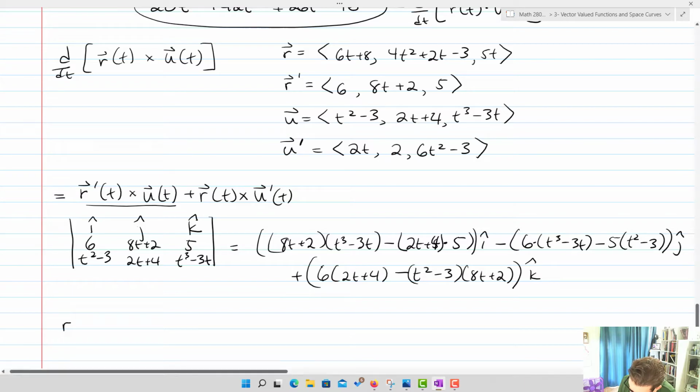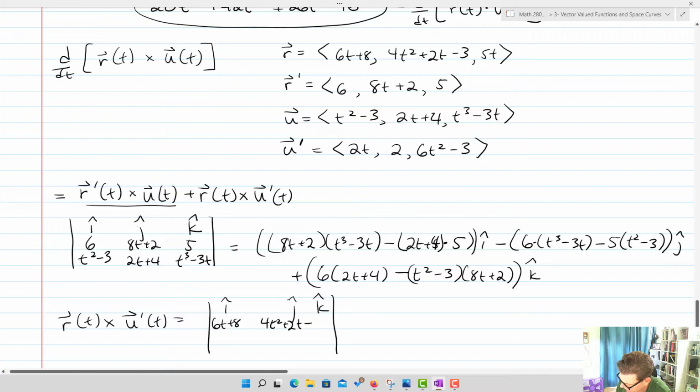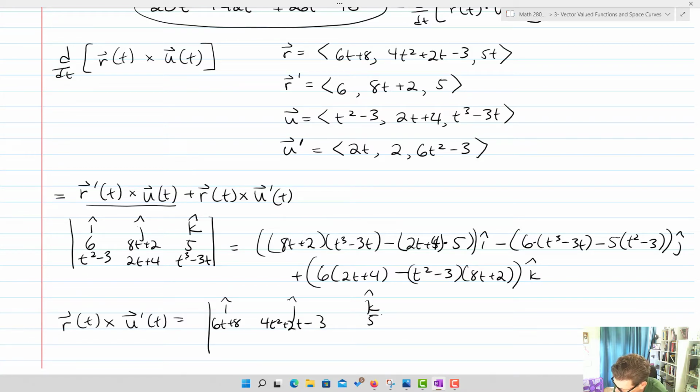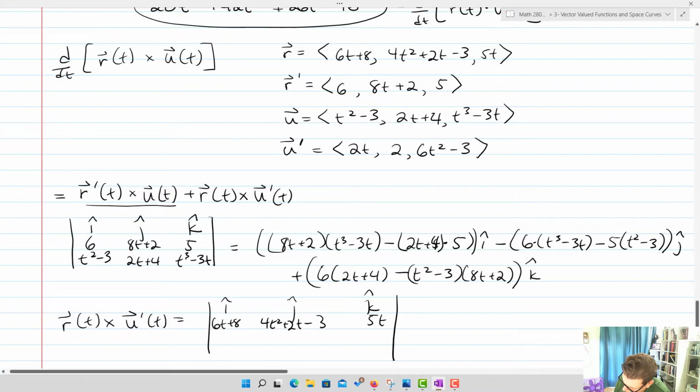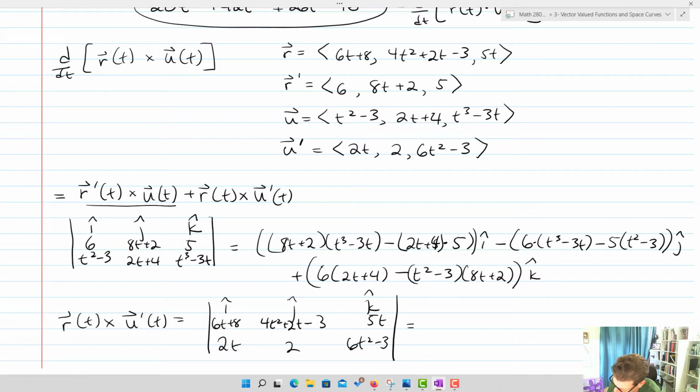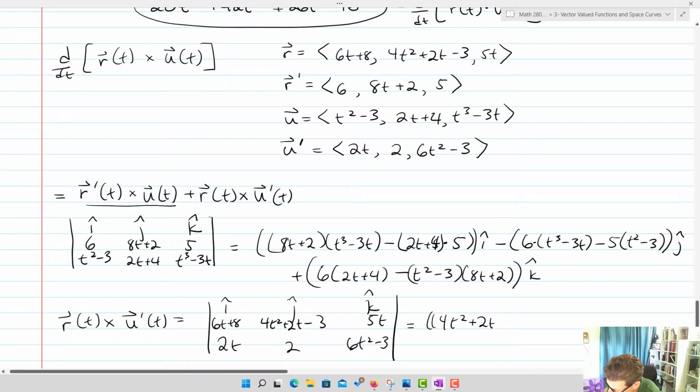And then we have r of t crossed with u prime of t. And that would end up being i, j, and k. Okay. And we'd have r of t is 6t plus 8, 4t squared plus 2t minus 3. And then our k is going to end up being 5t. And we will cross that with 2t, 2, and 6t squared minus 3. So that would then end up being equal to the quantity 4t squared plus 2t minus 3 times 6t squared minus 3.